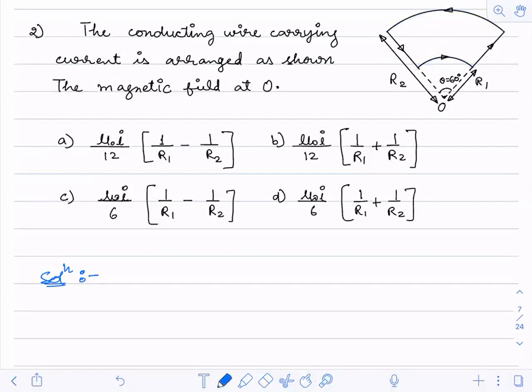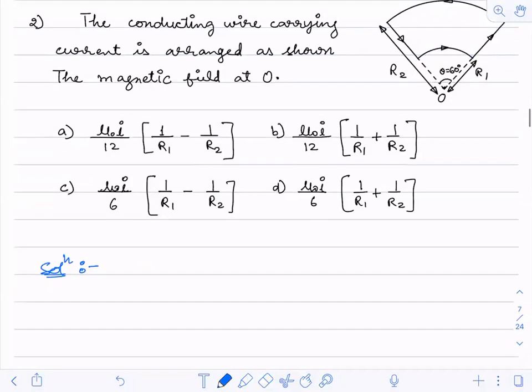Now the net magnetic field, B net, will be given as B1 minus B2. What is B1? How will you write B1? Mu naught I divided by 2R1, and what is the angle made? 60 degrees. So 60 by 360, minus mu naught into I divided by 2R2, 60 by 360.